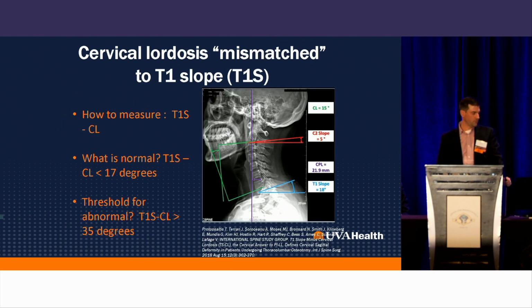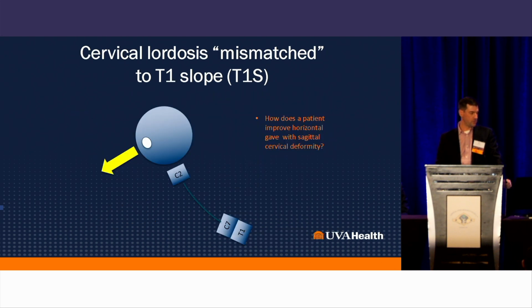So when cervical lordosis is mismatched to T1 slope, you want to evaluate this by the T1 slope cervical lordosis mismatch, similar to the pelvic incidence lumbar lordosis mismatch. In the cervical spine, we want that to be less than 17 degrees. That's the threshold for normal. The threshold for abnormal we believe to be anything greater than 35 degrees.